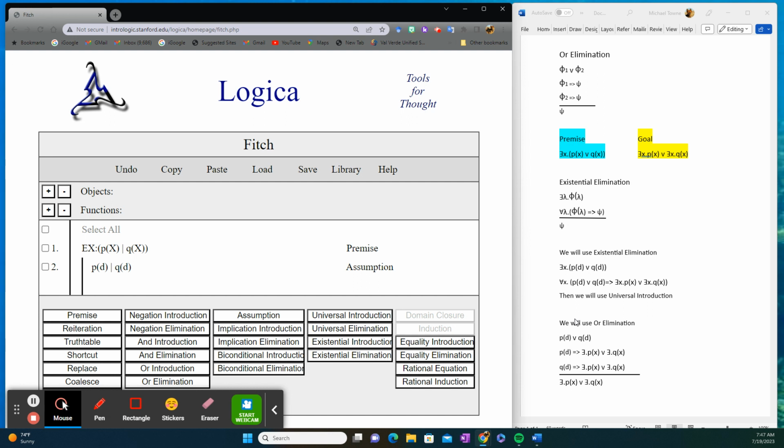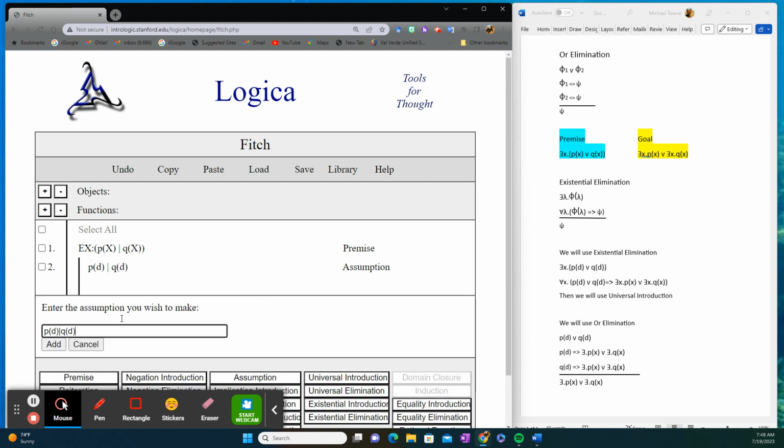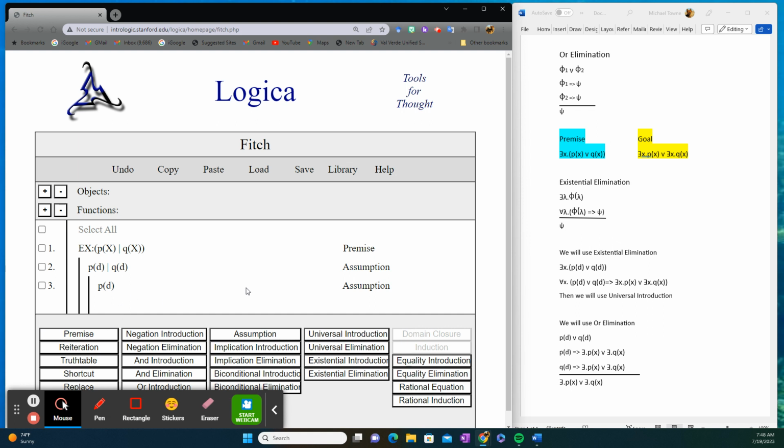So now I'm going to use OR elimination in this form right here. That means I already have the OR statement, so now I need to prove two implications. To prove two implications, I need to start with an assumption. My first implication needs to be of this form, P of D, and then I'm going to try to prove existentially quantified P of X or Q of X.